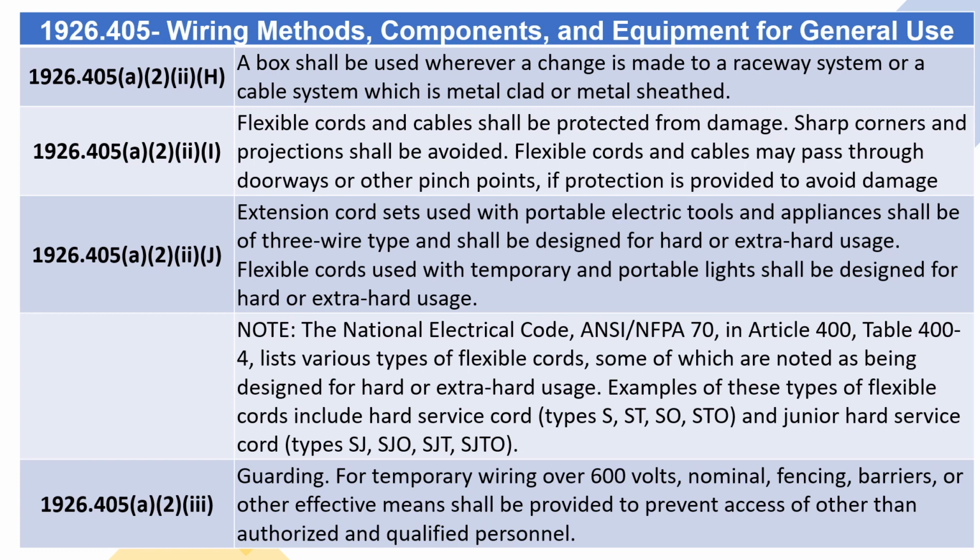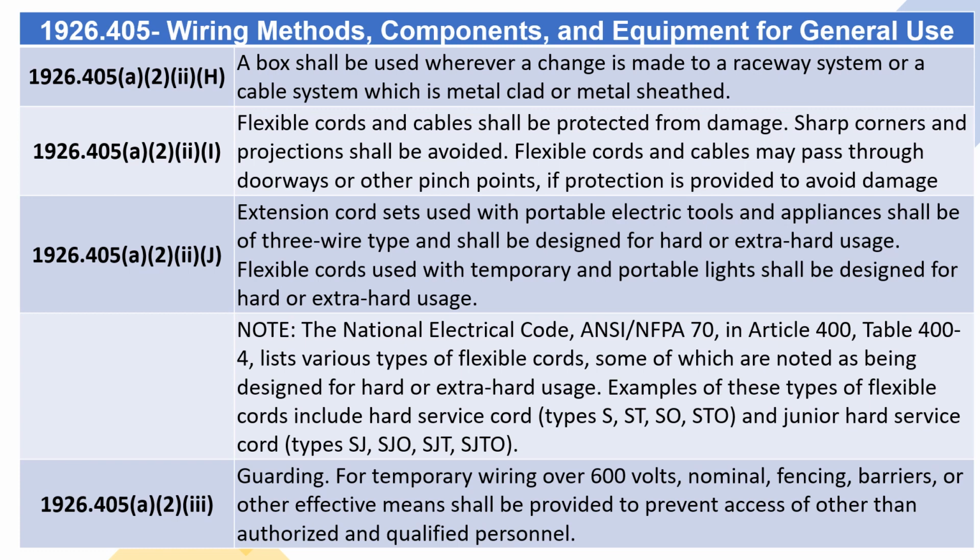Flexible cords used with temporary and portable lights shall be designed for hard or extra hard usage. Note: the National Electrical Code, ANSI/NFPA 70, in Article 400, Table 400.4, lists various types of flexible cords, some of which are noted as being designed for hard or extra hard usage. Examples of these types of flexible cords include hard service cord, types S, ST, SO, STO, and junior hard service cord, types SJ, SJO, SJT, SJTO.